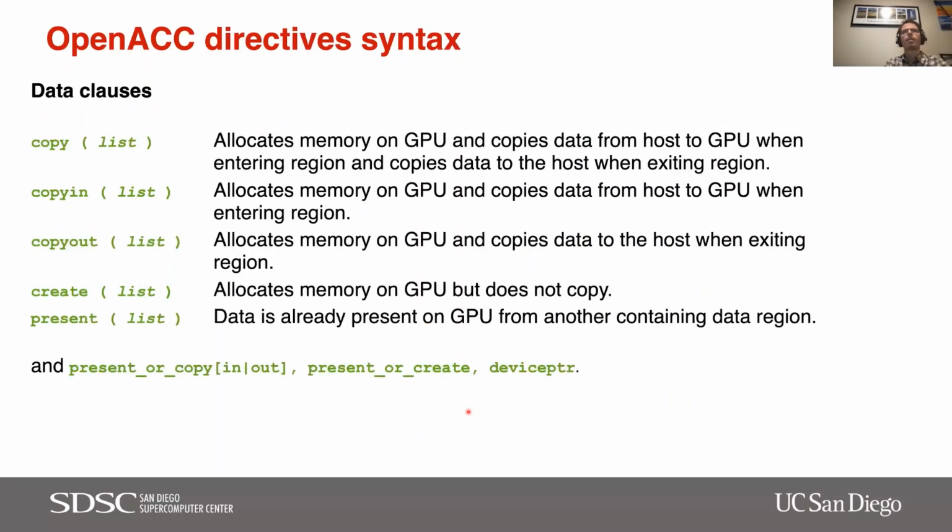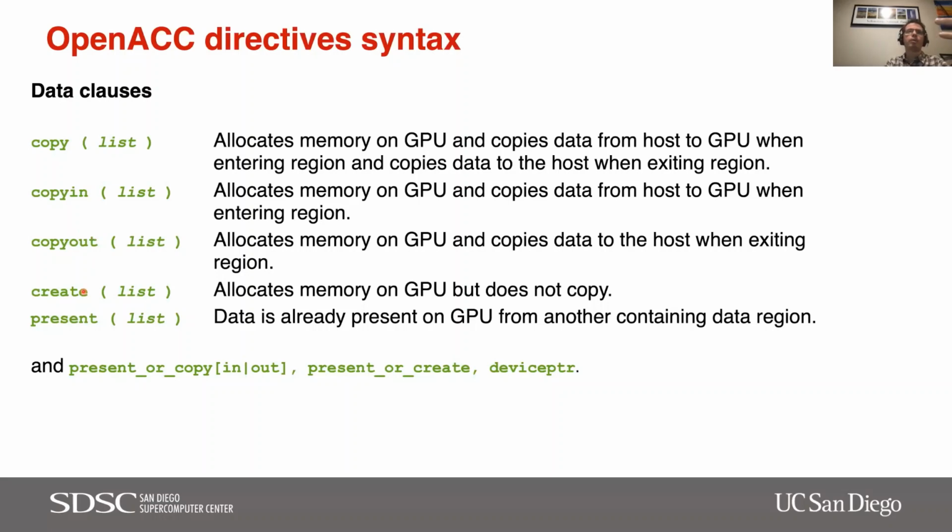So let's look at data clauses. For data clauses, you can use copy, and then the list is a list of variables or arrays that you want to copy. Copy means allocate memory on the GPU, copy data from the host to the GPU when entering that region, and copy the data to the host when exiting the region, and then deallocate it. Copy in means just copy it in, but not back out, right? Those were the two things that you've seen that the compiler automatically did. And then copy out means just copy out, so that's basically just output data.